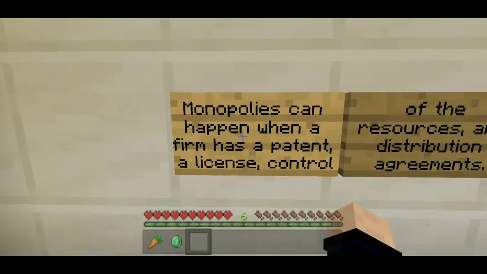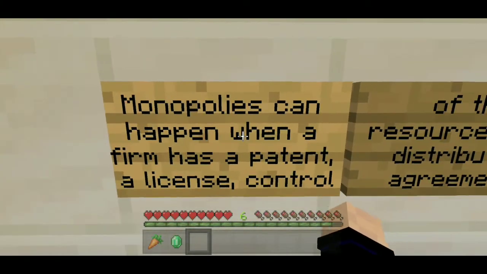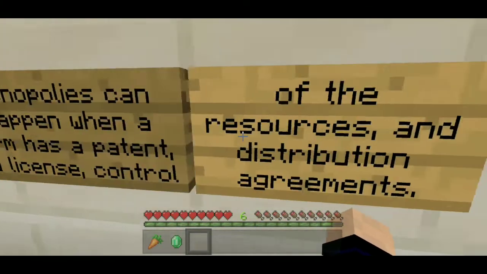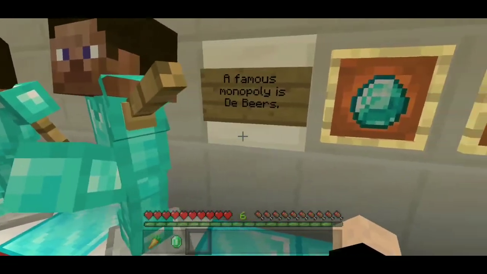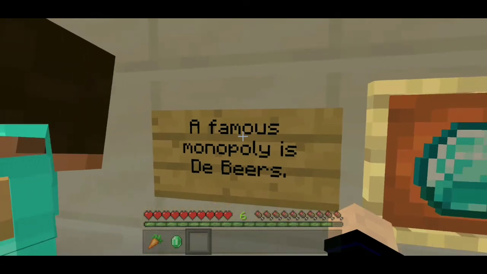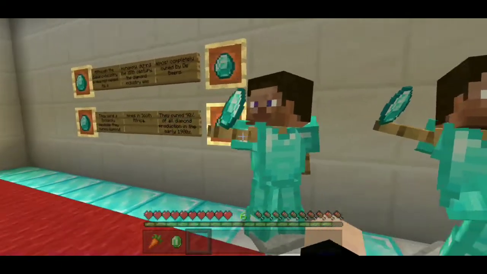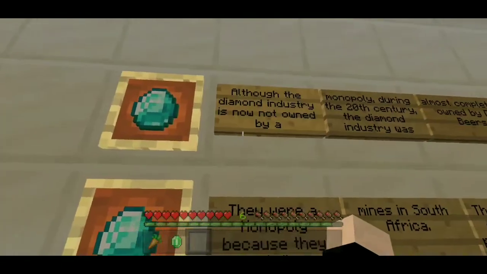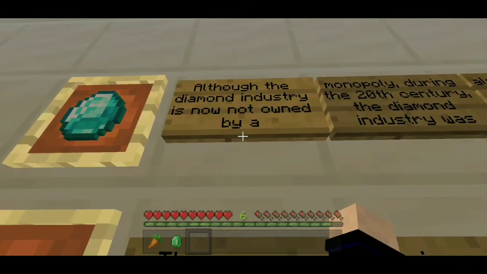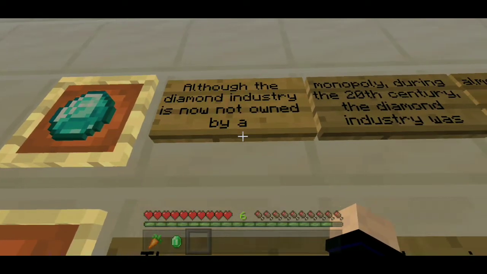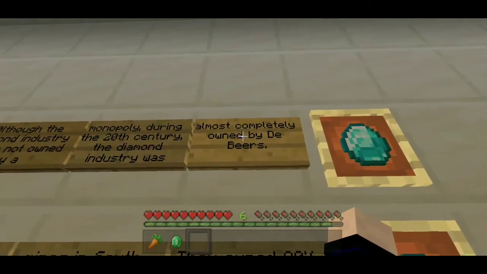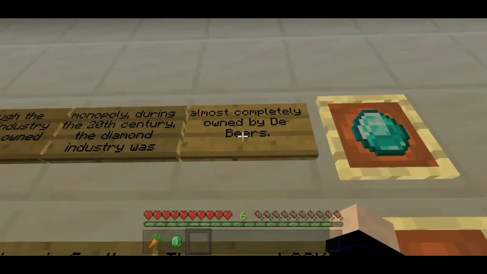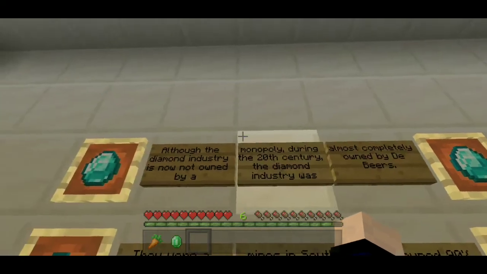So monopolies can happen when a firm has a patent, a license, control of the resources, and distribution agreements. And the famous monopoly in the past is De Beers. Although the diamond industry is now not owned by a monopoly, during the 20th century, the diamond industry was almost completely owned by De Beers.